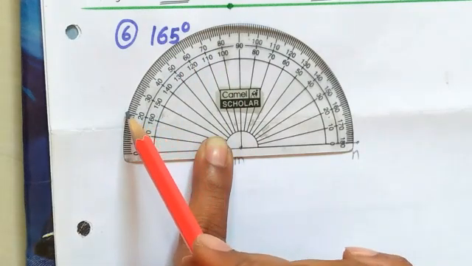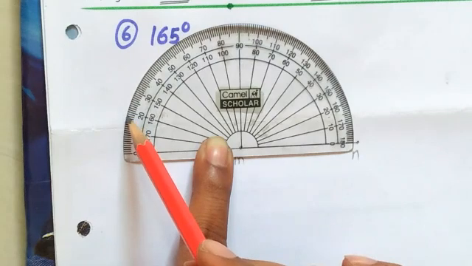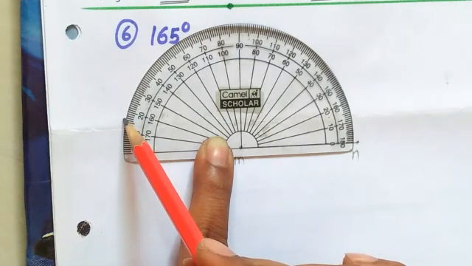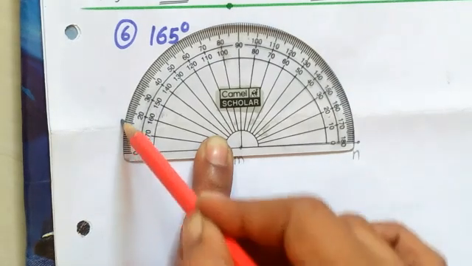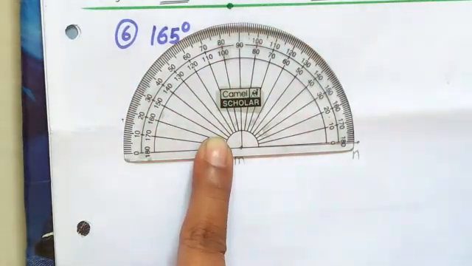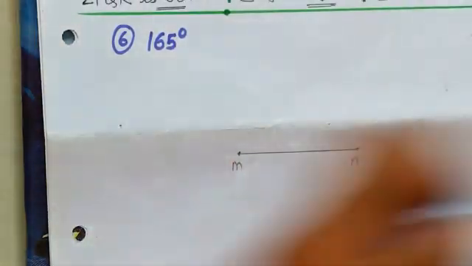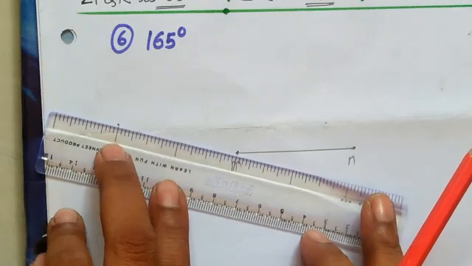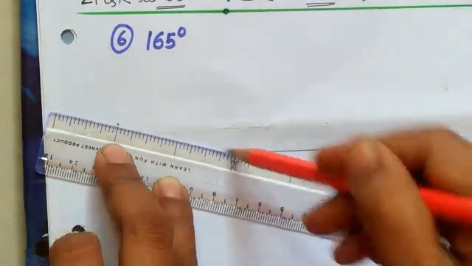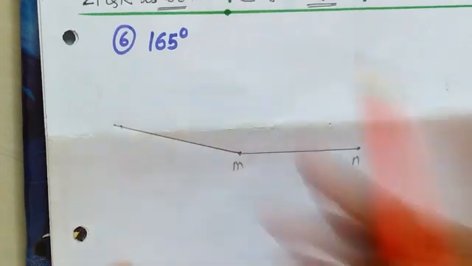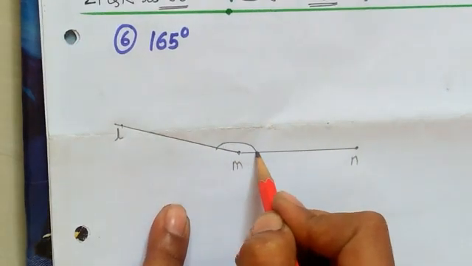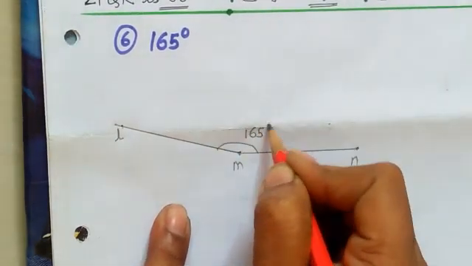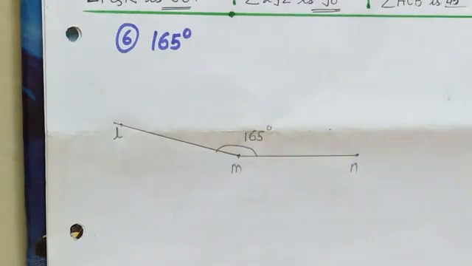So this one is 160. We will count 5 more lines: 161, 162, 163, 164, and this one, which is more in height, will be the 165. So we will darken the point and join that point with our vertex M. Suppose this is a point L. So this is the angle which has the measurement of 165 degree, which we have to write.